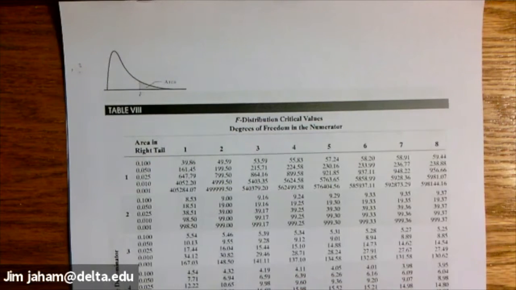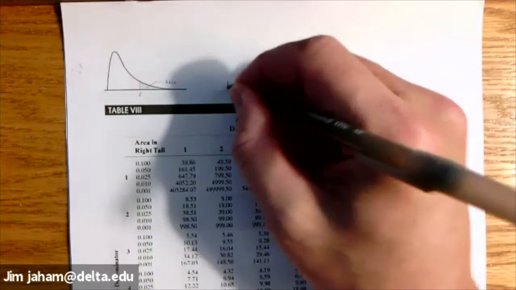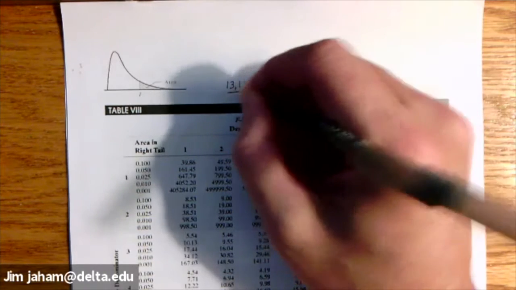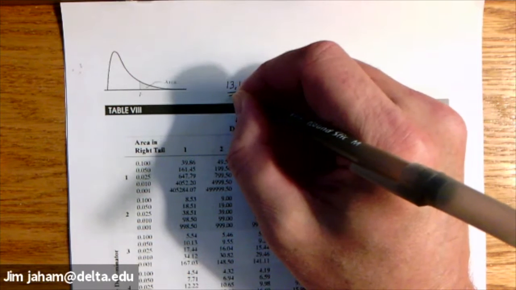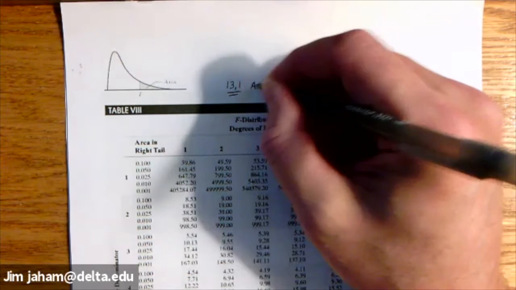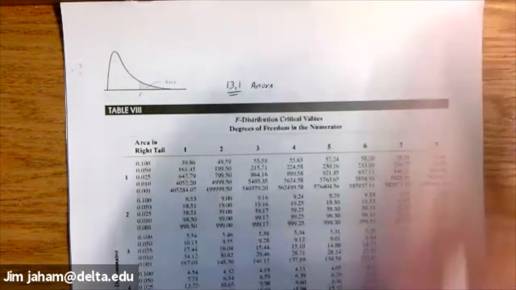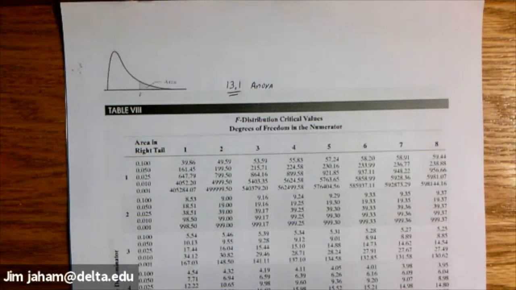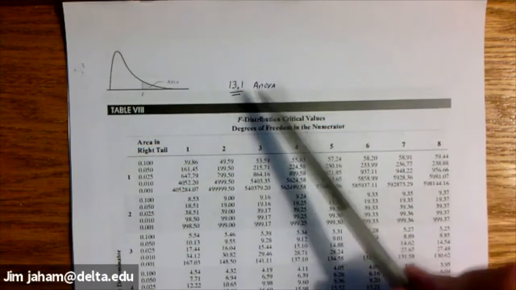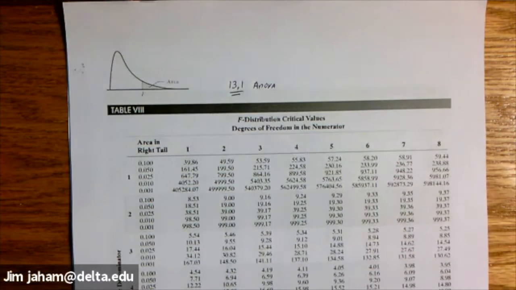The next test we're going to get into comes from section 13.1, right? And this one describes the test called ANOVA, which is an acronym that stands for the analysis of variance.